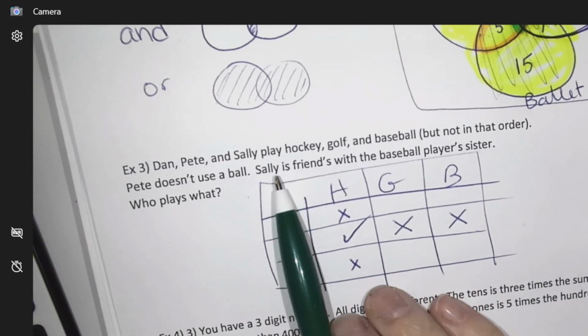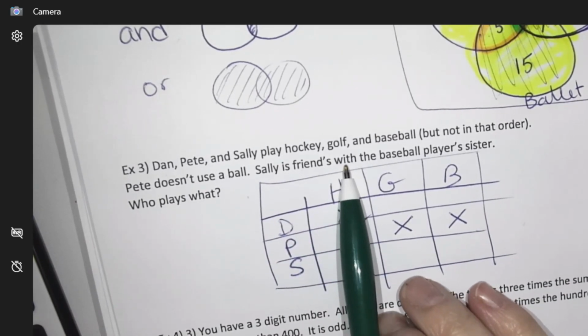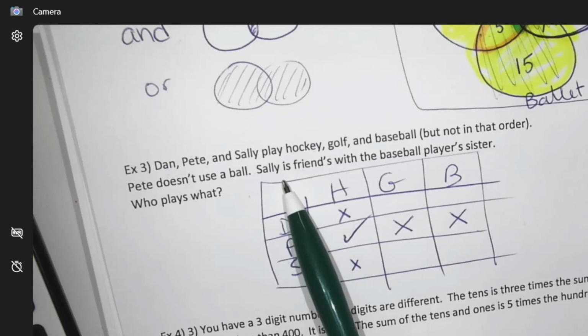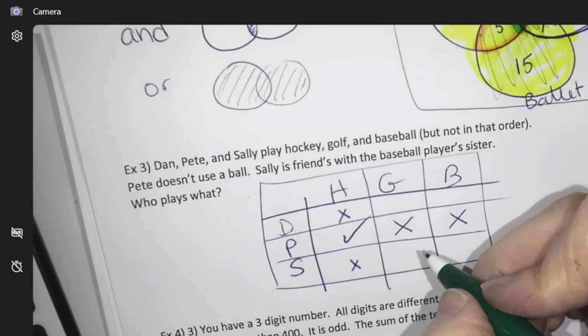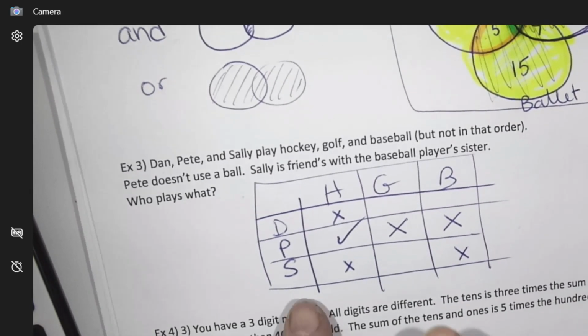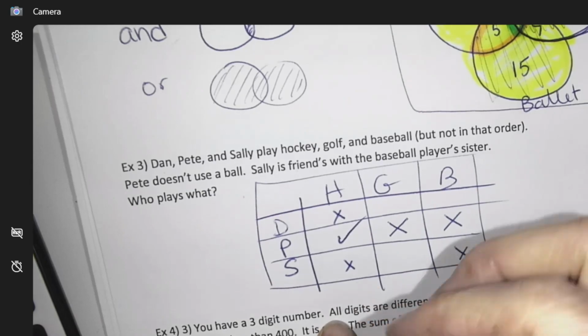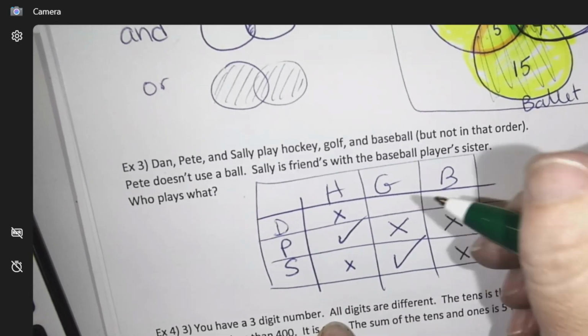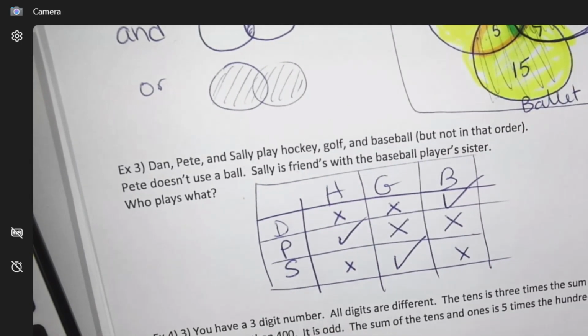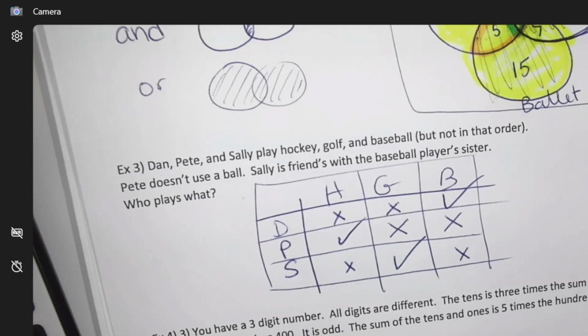Okay, next sentence. Sally is friends with the baseball player's sister. So what do you know about Sally? She cannot be the baseball player. Therefore, there is a direct conclusion now. She's the golfer. Dan can't be the golfer now. So Dan's the baseball player. There we go. Okay, so do a little chart. Make X's where you can until you reach a conclusion.